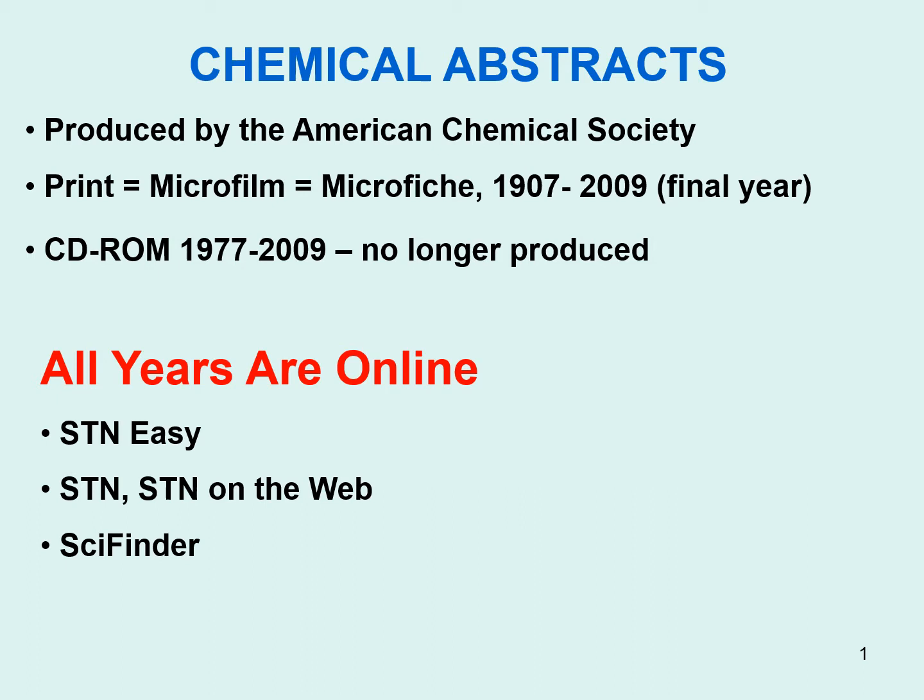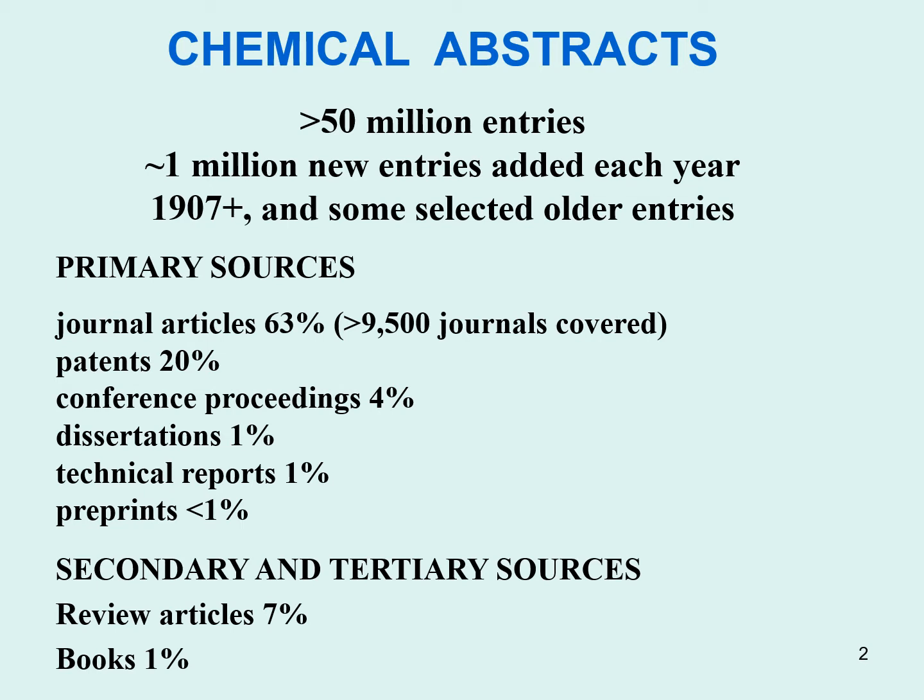There are different versions of the online database, and this is what we will be looking at in the other slides. Just looking at what's in chemical abstracts, it's now a very big database. There are more than 50 million entries. They add about 1 million new articles every year. As I said before, it started in 1907, but in recent years, they started adding some selected material from the past, from before 1907.